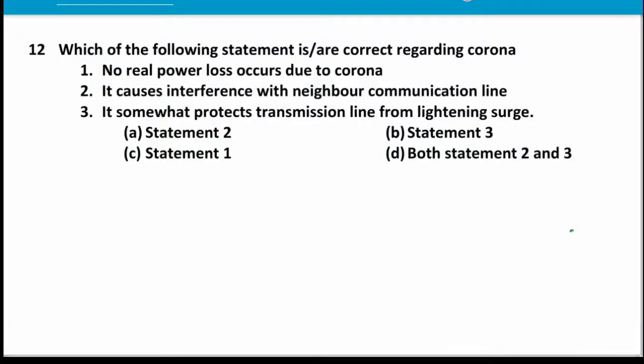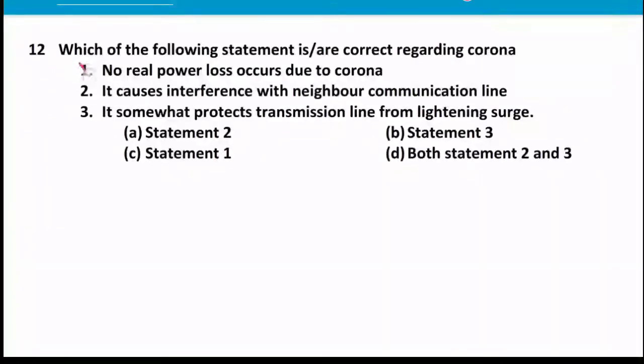Next question, which of the following statements is or are correct regarding corona? I am not talking here about COVID-19. This is corona loss in electrical engineering, in power transmission lines. The first statement is, no real power loss occurs due to corona. The second, it causes interference with neighborhood communication lines. The third statement is, it somewhat protects the transmission line from lightning surge.